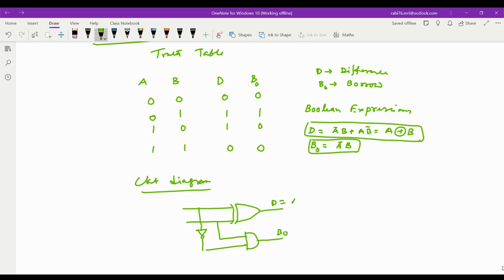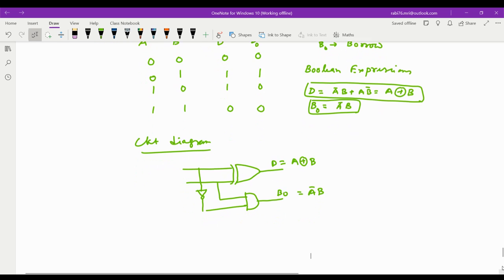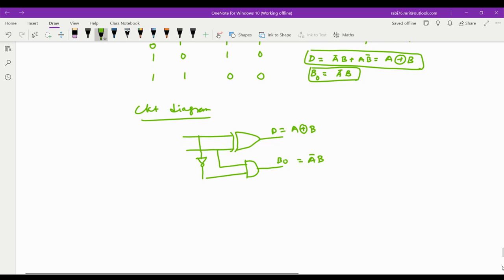So D is equal to A exclusive-OR B and B0 is equal to A bar B, right? So the circuit diagram for a half subtractor circuit is similar to the half adder circuit, only one additional NOT gate is needed.